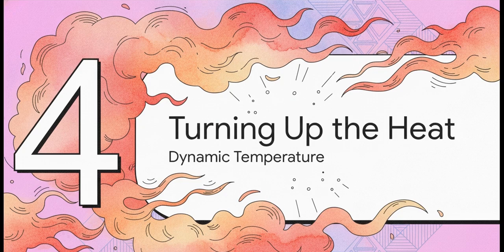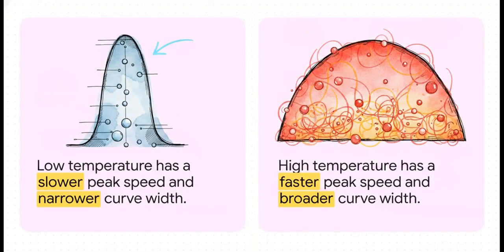Which brings us to section 4, turning up the heat. Let's make things a bit more dynamic and explore what happens to our math when things get hot. I want you to imagine injecting more thermal energy into our system. At our initial lower temperature, T1, the curve has a slower peak speed, it's very tall, and it has a narrow width.